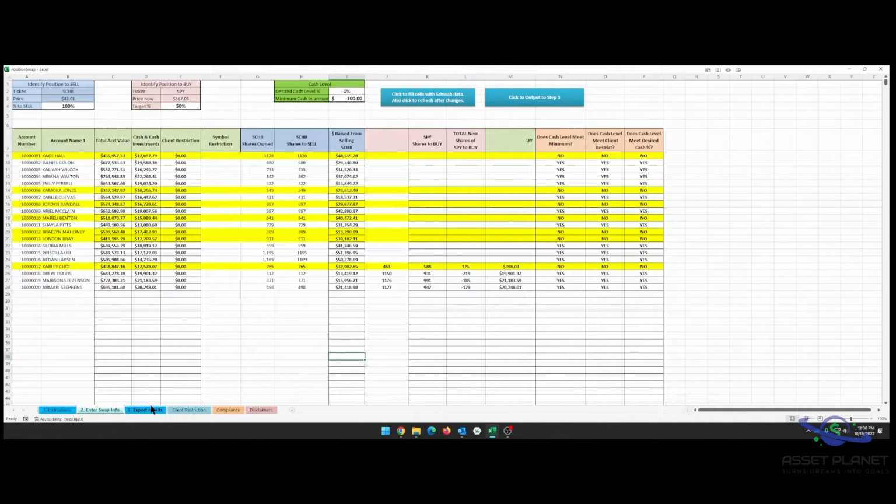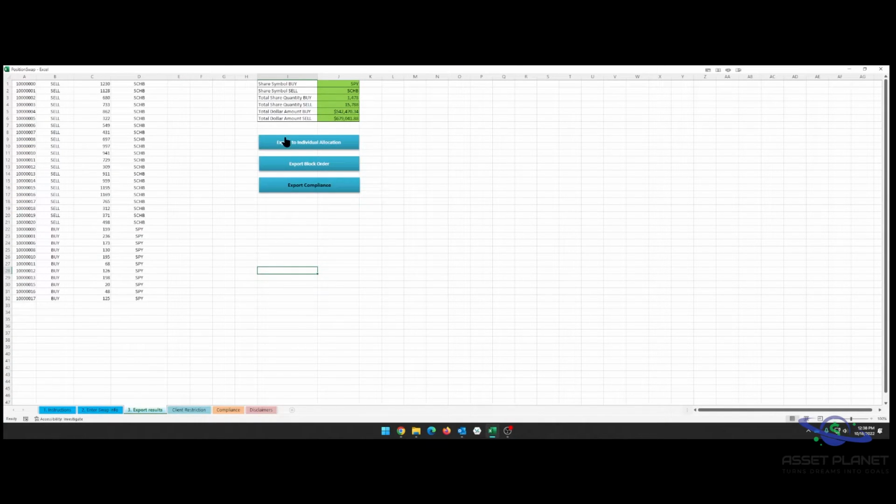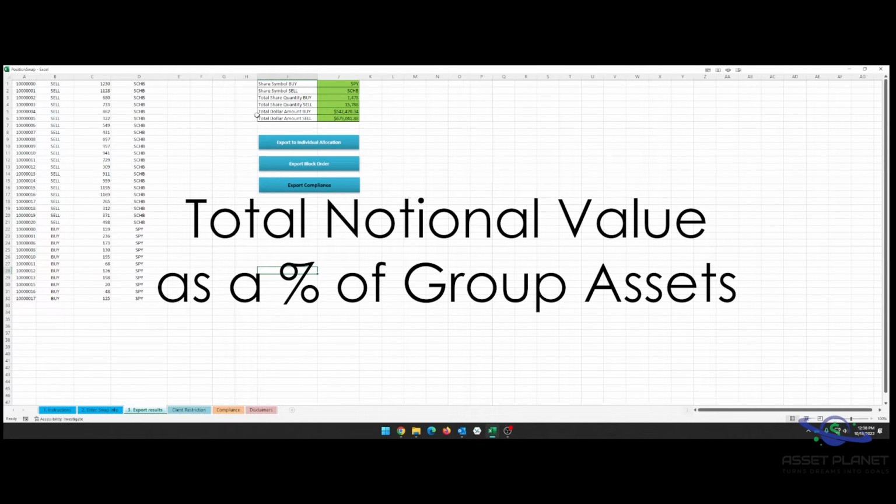So going back to export results, now you're ready to export to individual allocation, block order, or your compliance, all covered in separate videos, including a summary of what you're buying, what you're selling, quantity, shares, dollars. We call this total notional value, covered in other videos, but it's an important feature to understand so you could put in relationship to your book. You got a $100 million book, you're buying 1% position, should be buying $1 million trade. That's simple. Good cross-reference.